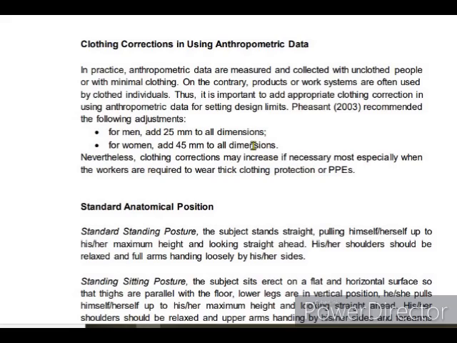So when you measure all the parts, you should add 25 millimeter. And for women, add 45 millimeter to all dimensions. Okay? So those are the standards of this study, FESAN 2003.